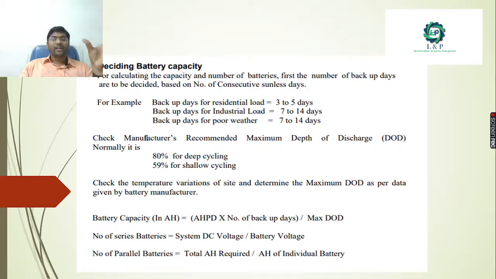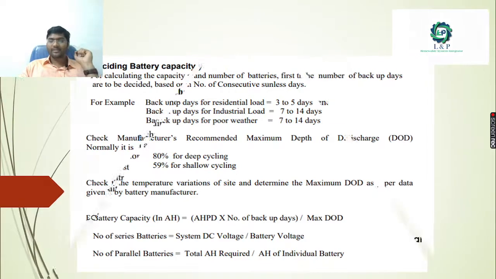And if you are going for the number of batteries in a series connection, you need to know the system DC voltage divided by the battery voltage, so that you can calculate the number of batteries in series. And for a parallel battery connection, you need to know the total AH required divided by the AH of the individual batteries.